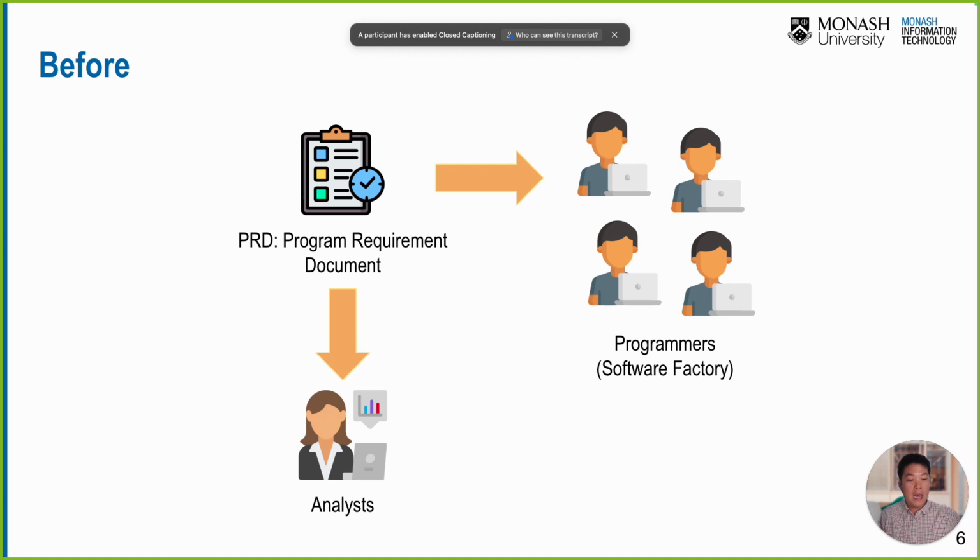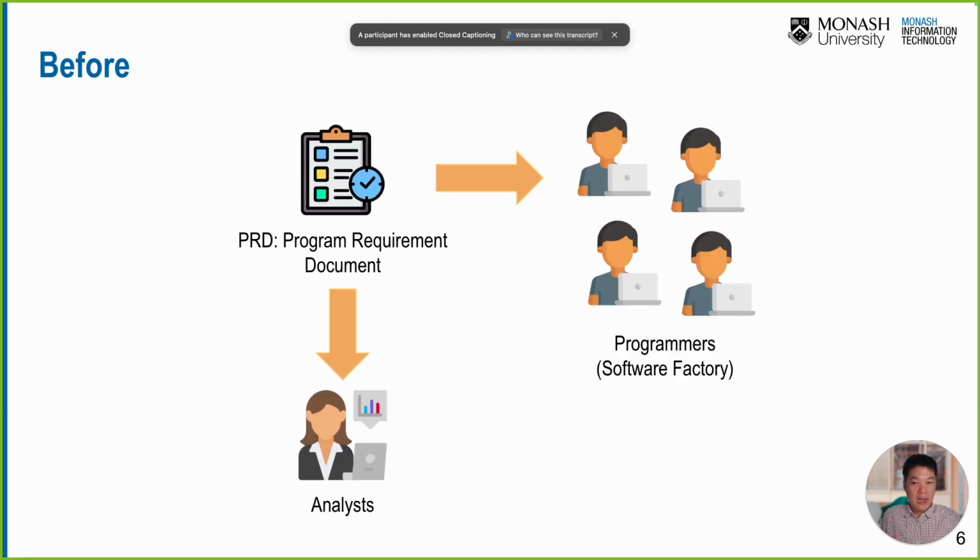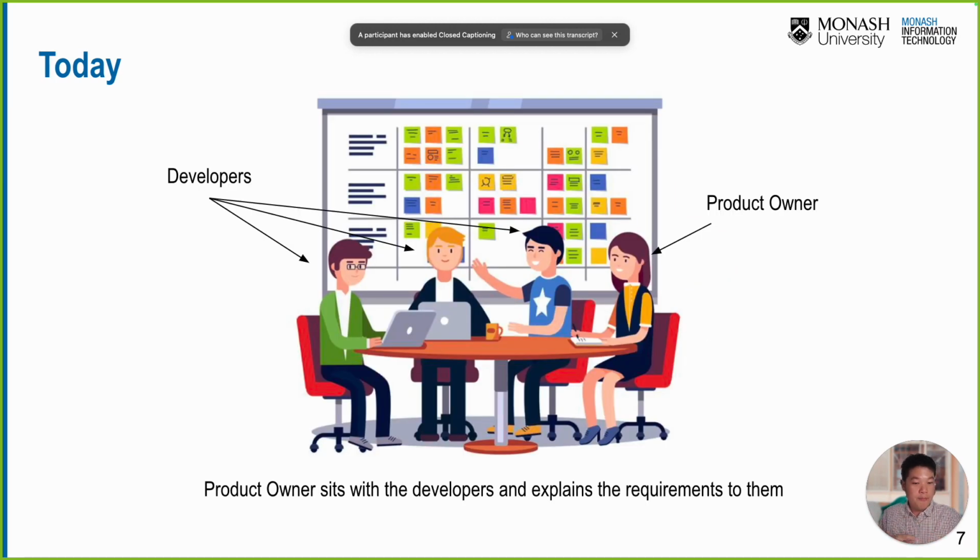This is what happened in the past, but in the agile process, we want to make the requirement engineering phase more lightweight. So instead of having the product or program requirement document as a middle part, the requirement will be elicited together. The product owner will sit together with the developers and explain the requirement to them. The product owner elicits the requirement from the business analyst, but at the same time developers can be there as well, so they can ask questions about the technical requirement.